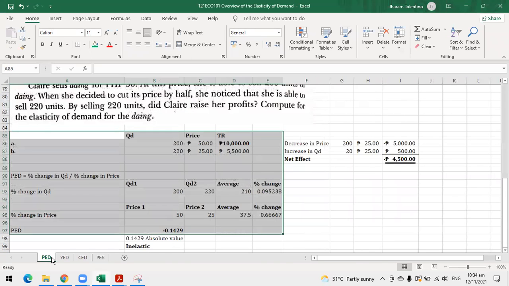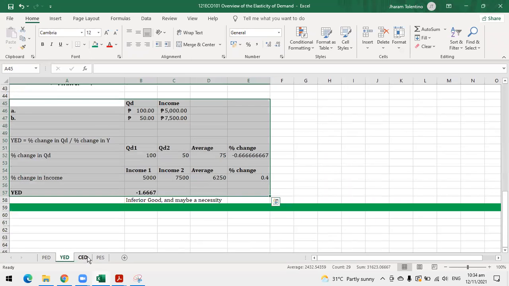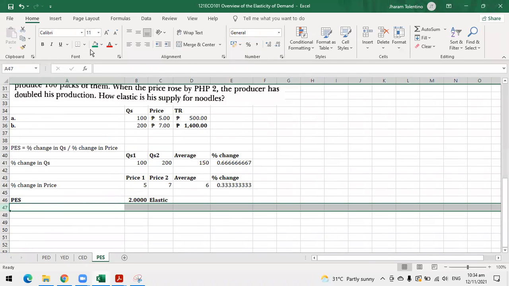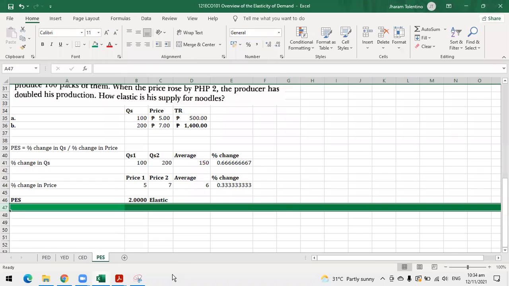So, meron tayong price elasticity, income elasticity, cross price elasticity, and price elasticity of supply. Okay na? So, I think that ends our topic for today. Any questions so far? Kasi lugi na kayo ng oras kasi kinuha ko yung oras na yun. Okay, kung walang questions, sigurado kayo na wala kayong questions.